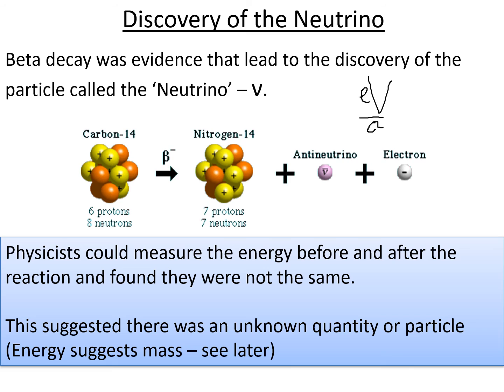So because there was some missing energy, and we couldn't account for it by just saying it was converted into heat or converted into sound, that suggested that there must have been a particle that we don't know about. And so once they realised this, they could then do experiments to finally prove that it was actually an antineutrino, or therefore a neutrino.